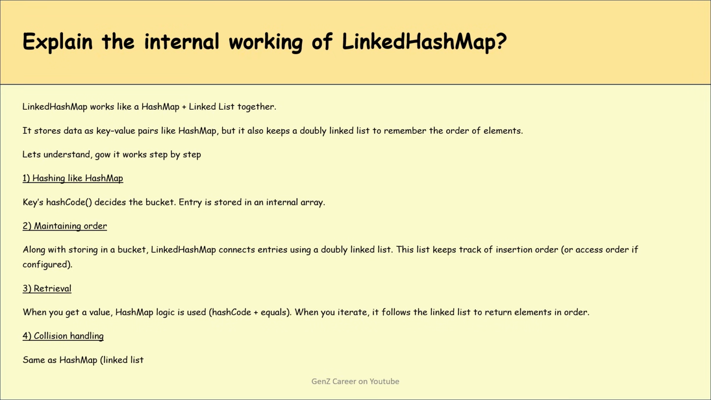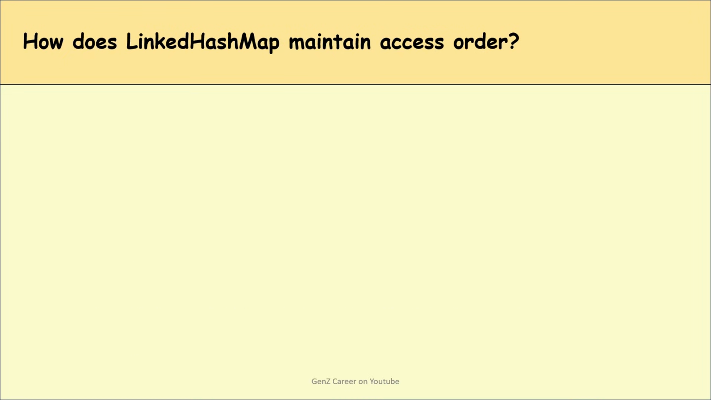Okay. Fourth is collision handling. It is same as HashMap, linked list entry inside the bucket. Okay. Next question is, how does LinkedHashMap maintain its access order?